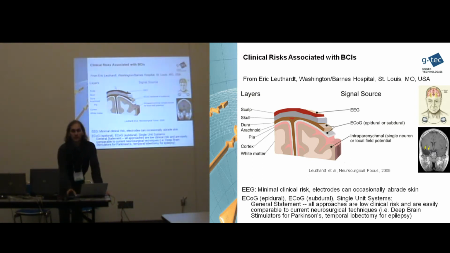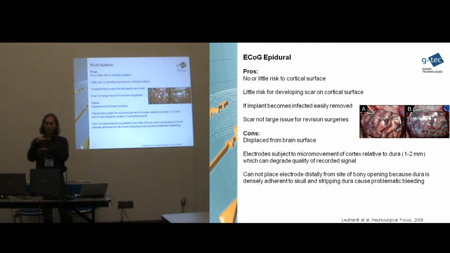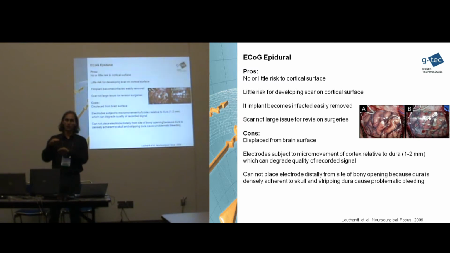Yeah, there are also some clinical risks associated with ECoG recordings. Here are some slides from Eric Leuthardt from St. Louis. If you place the EEG electrodes on top of the head, you can maybe abrade the skin a little bit, so there are just minimal clinical risks associated with that. If you place the ECoG recordings epidural, then you have only a little risk for destroying the cortical surface. But the biggest disadvantage is that the electrode grid can move relative to the brain surface. So if your brain is moving around, you are picking up different activity depending on the location.